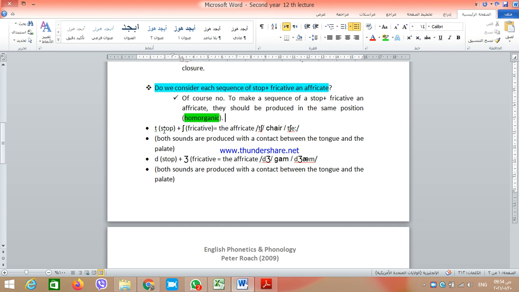So t is a stop sound, sh is a fricative sound. The result is an affricate sound, like ch, like in the word church. Both sounds are produced when there is a contact between the tongue and the alveolar ridge.